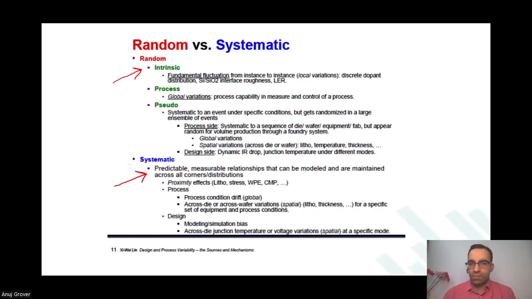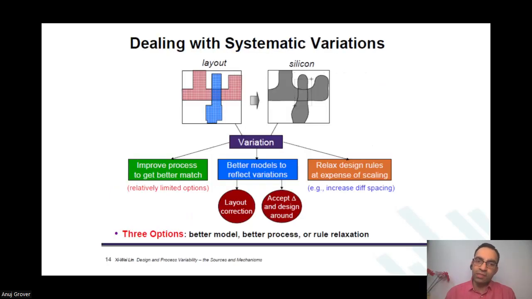Process variations, again, the global variations, we discussed about it, because of which we get SF lot or SS lot or TT lot. Gate oxide thickness, the entire wafer, the gate oxide thickness is a little higher, a little lesser. That will mean that this is a global effect. And then there are pseudo variations which are event dependent. For example, there could be dynamic IR drop, or there could be a temperature gradient in a chip, due to which these variations can happen.